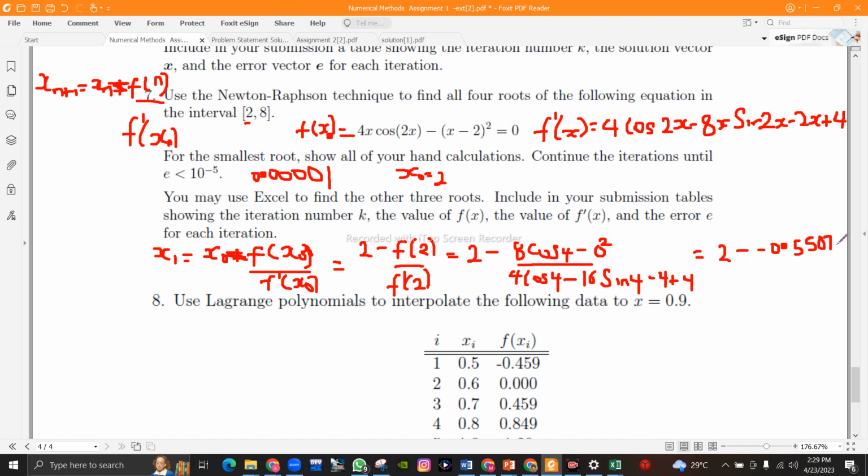0.5557. I want to stop at how many decimal points is our error? 1, 2, 3, 4, 5. So let me stop at 5 decimal points. 0.550769. Let me stop at 6 to be able to see 69. So we do that. 2 plus that, that's 2.550769. So that's our x after the first iteration.